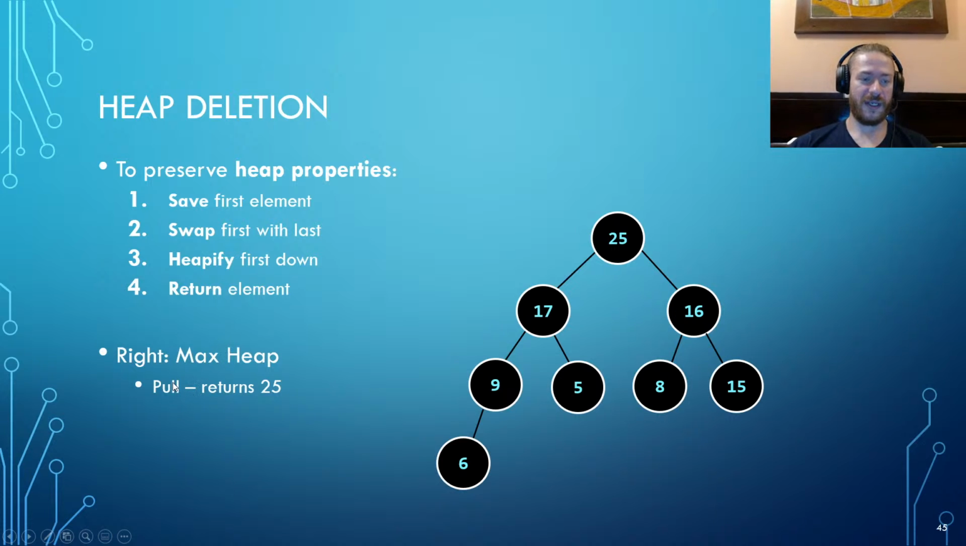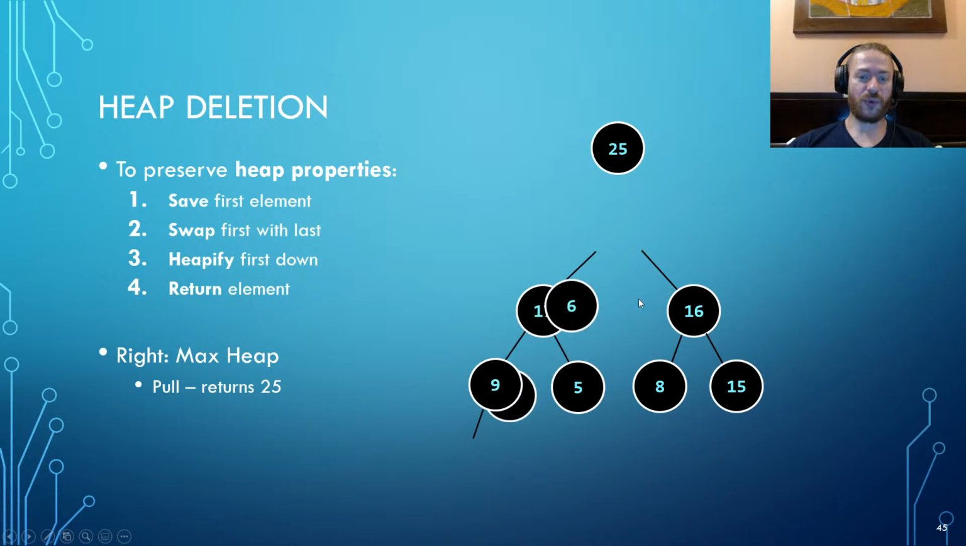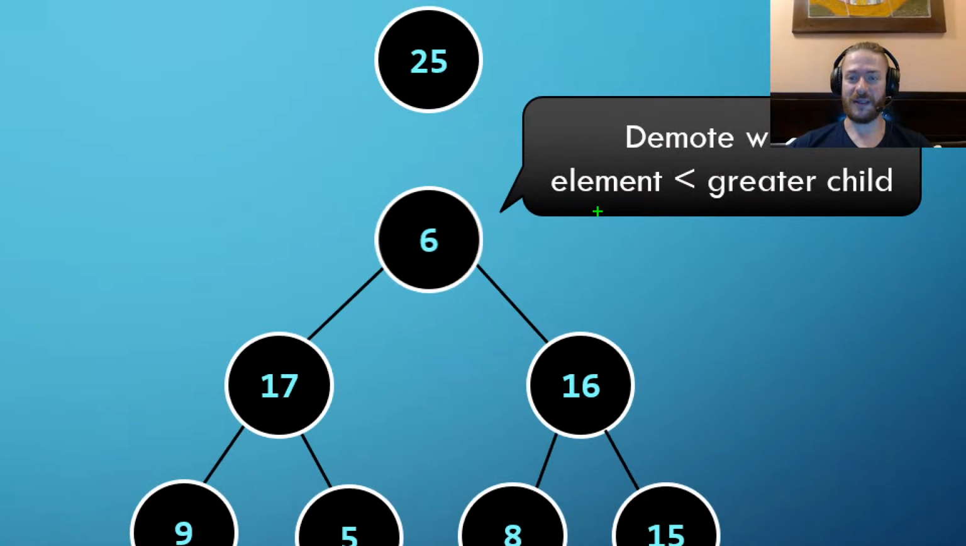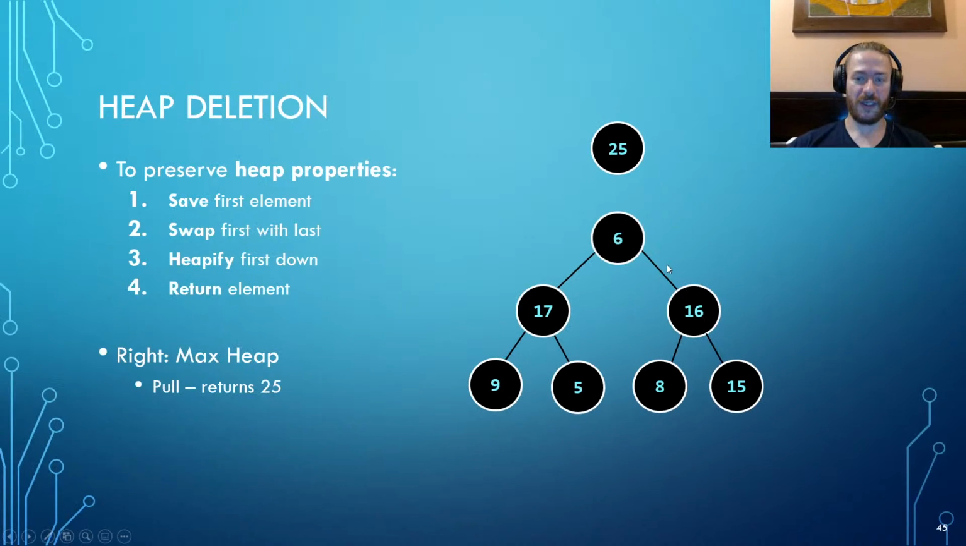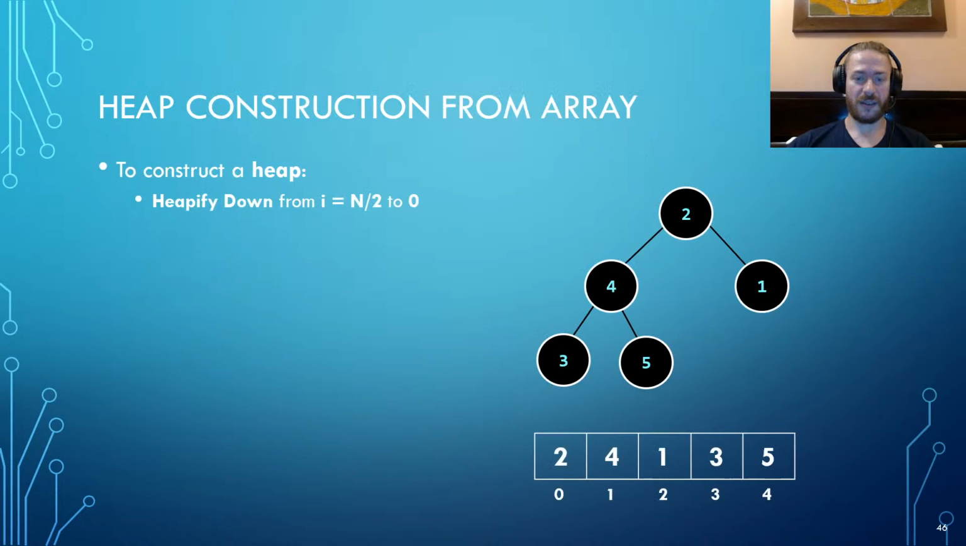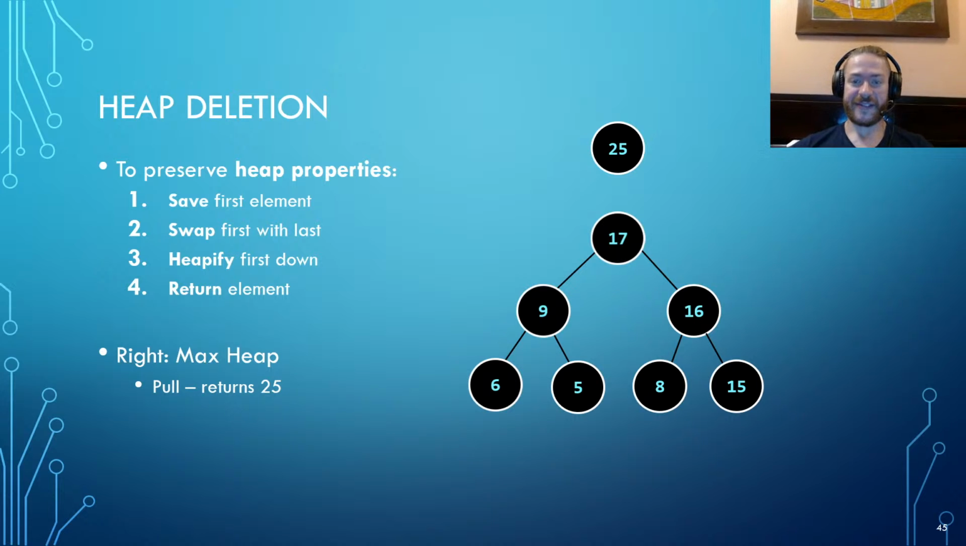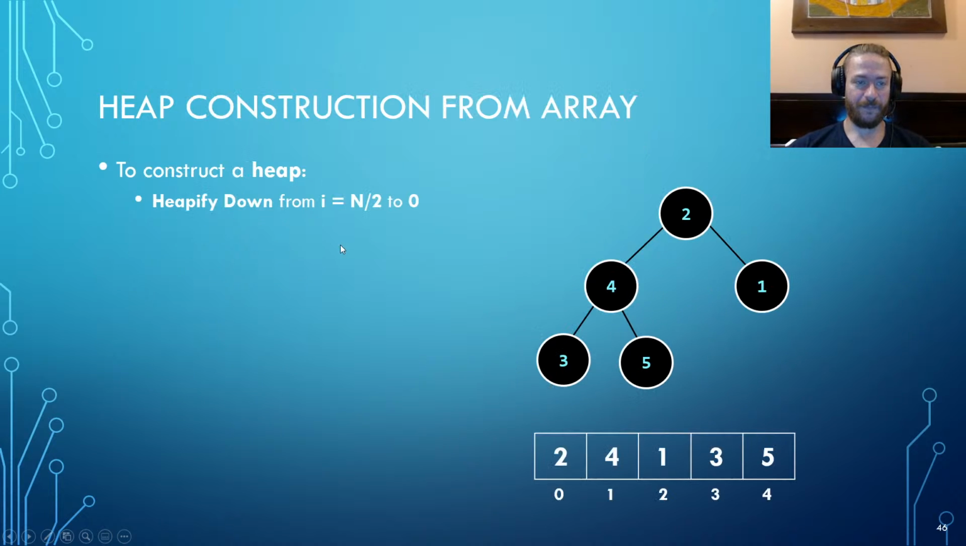So what we need to do is we pull 25, then we swap 25 with 6, remove it with the last element, and then we need to demote while the element is not satisfying the condition of the heap. So we demote it here, then demote it here. And that's how we return the biggest value and then satisfy all the heap conditions again.